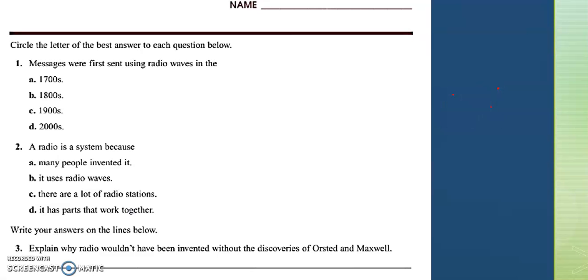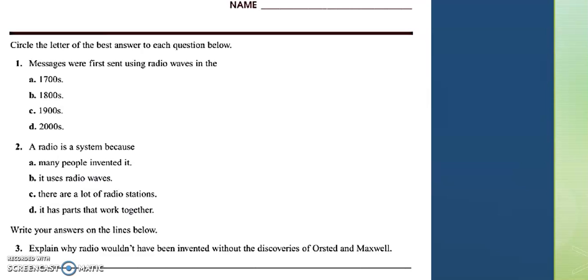The classwork said, name on the line. Circle the letter of the best answer to each question below. Messages were first sent using radio waves in the 1700s, 1800s, 1900s, or 2000s? Messages, talking about voice messages. Remember Reginald the Canadian, right? I'm not going to give the answer. You have to remember.